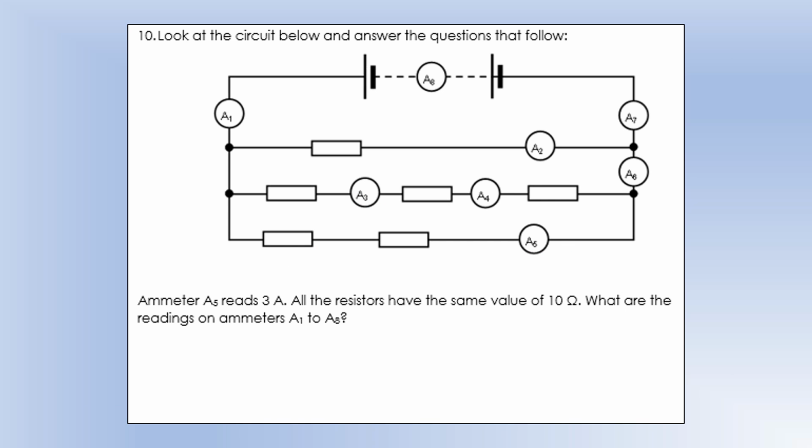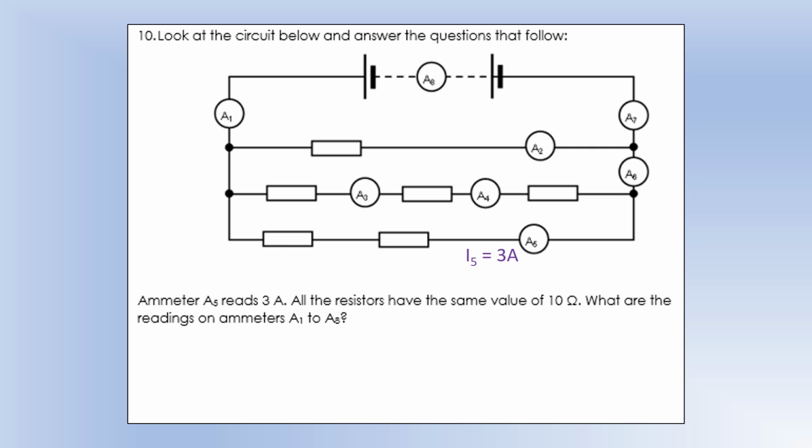Look at the circuit below and answer the questions that follow. Ammeter A5, which is down at the bottom, it's a little bit blurry, A5 is the one at the bottom, reads 3 amps. All the resistors have the same value of 10 ohms, not that it actually matters for this question when we're dealing with currents. What are the readings on ammeters A1 to A8?